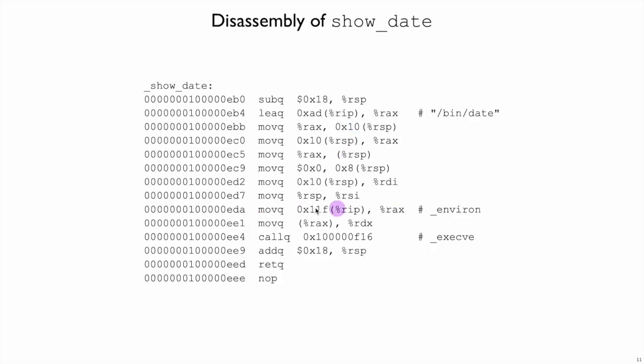We saw that in showDate, the problem is that /bin/date is loaded into RAX, and that ultimately becomes the argument to the execve function down here. But if we just jump to the beginning of showDate, it's always going to be that string.